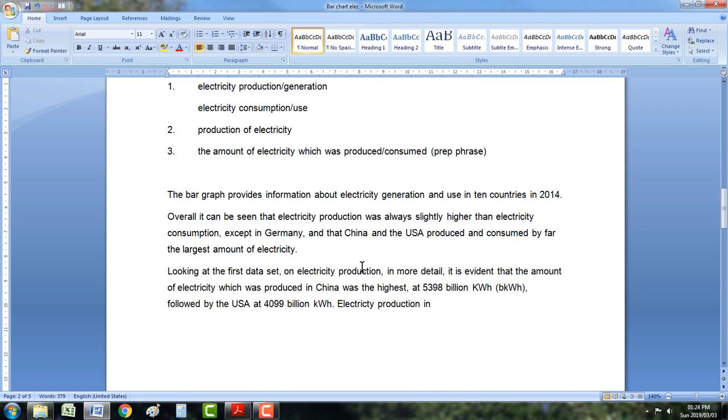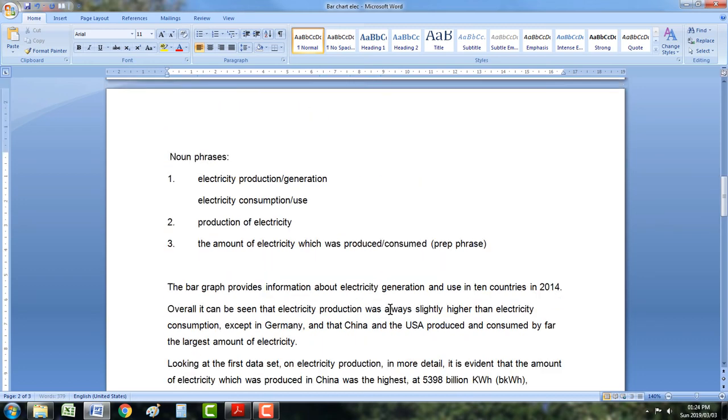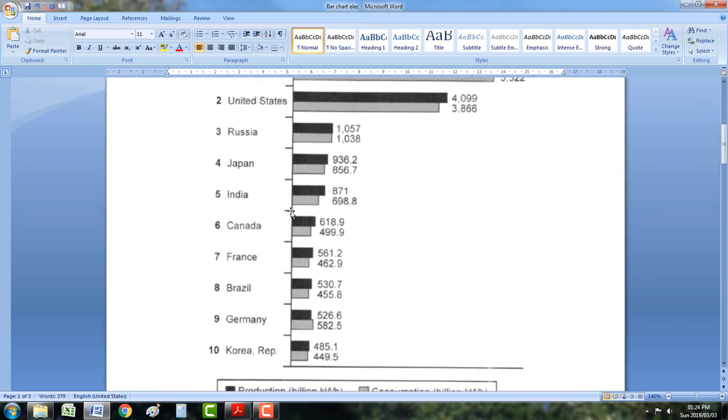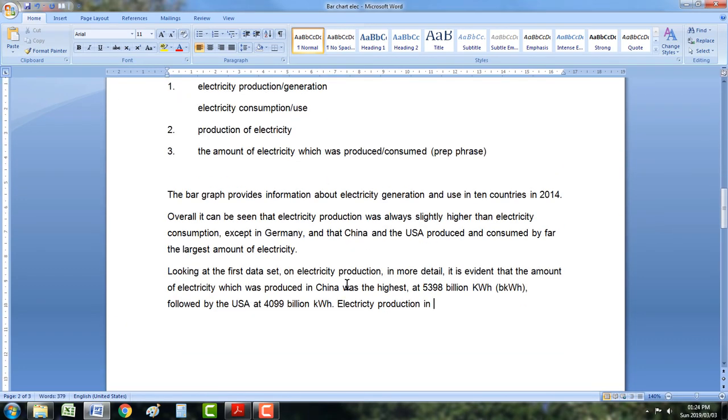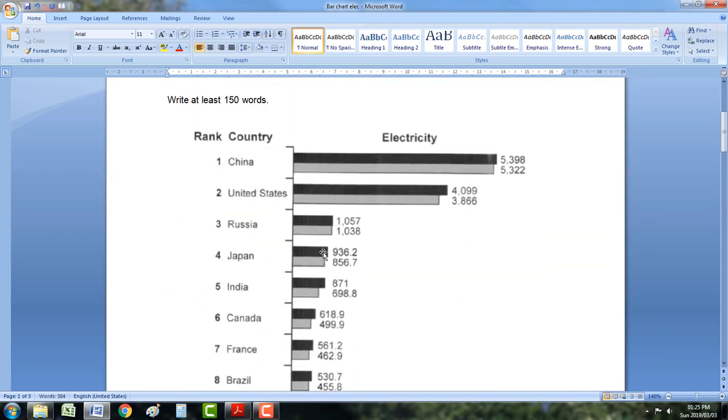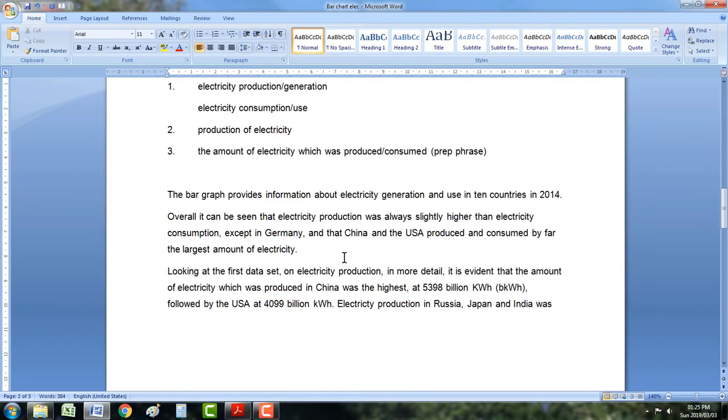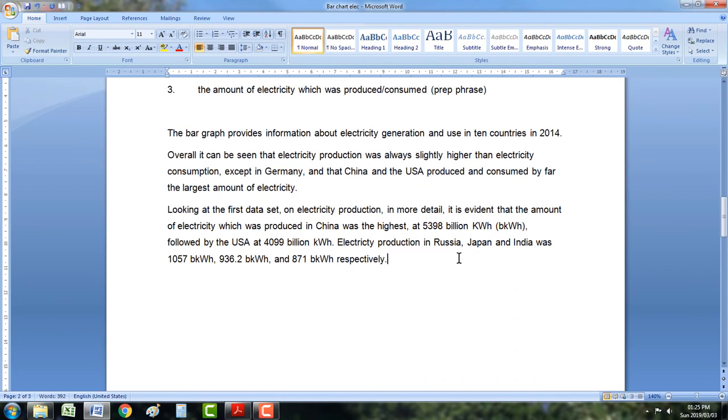And I'll do that with a respectively sentence. So I think I'll put 3 in one sentence: Russia, Japan, and India, and use respectively. Electricity production in Russia, Japan, and India was this, this, and this, respectively. So that's quite a good way of squashing a lot of numbers into one sentence using this word respectively. I wouldn't go with more than 3. I think it becomes too clumsy then. Maximum 3.